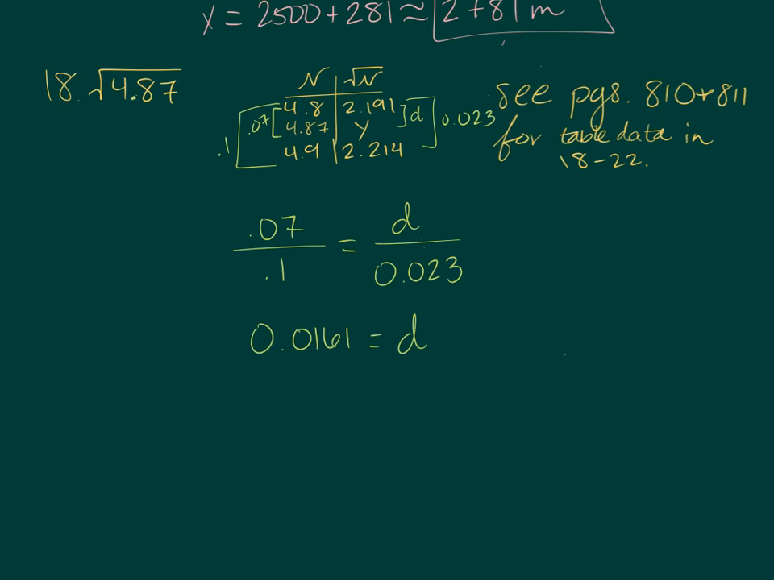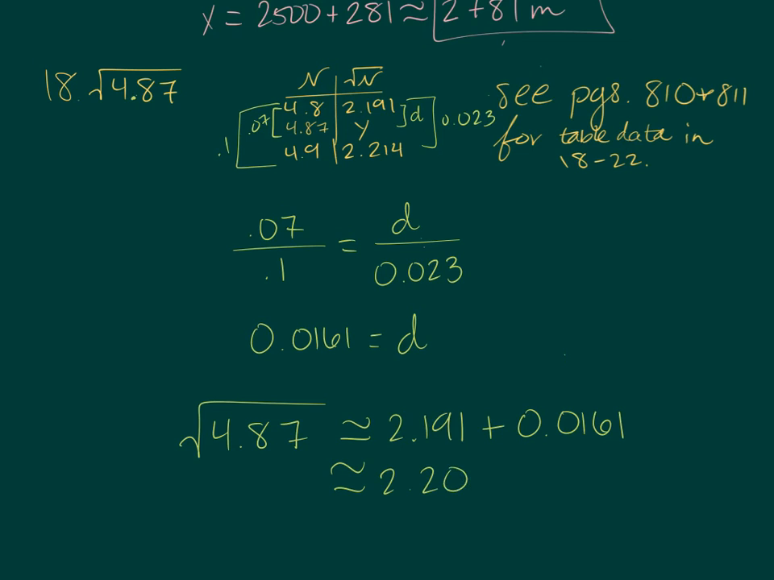We want to figure out what the approximate value of 4.87 is. So the approximate value of 4.87 is going to be equal to 2.191 plus our d, which is 0.0161. So that's approximately 2.207. Again, we round to the third decimal place because in the chart we go 3 decimal places. So that's our answer.